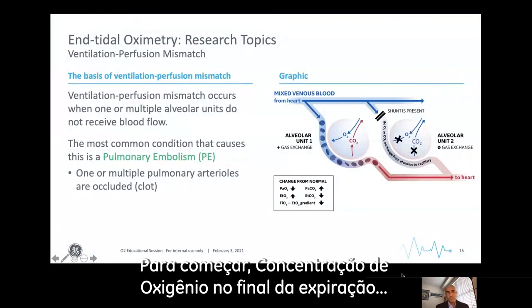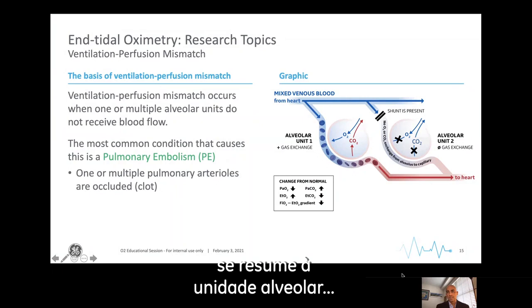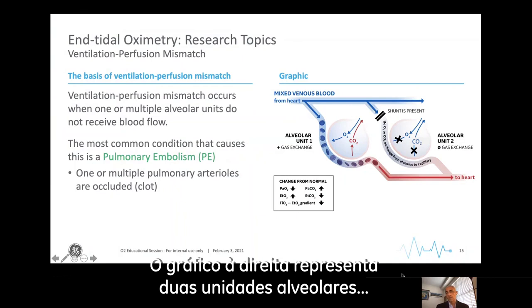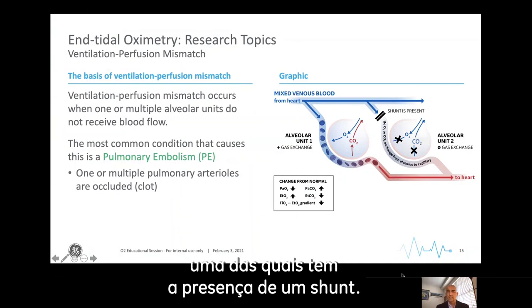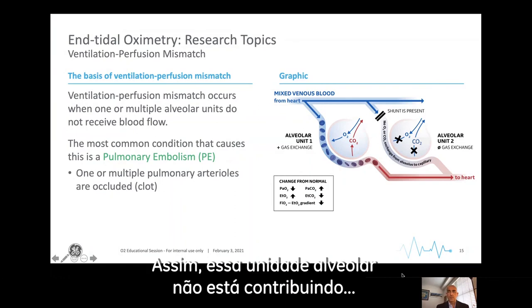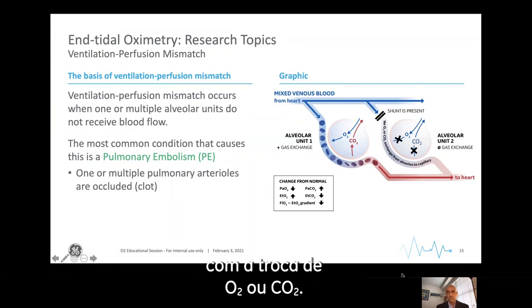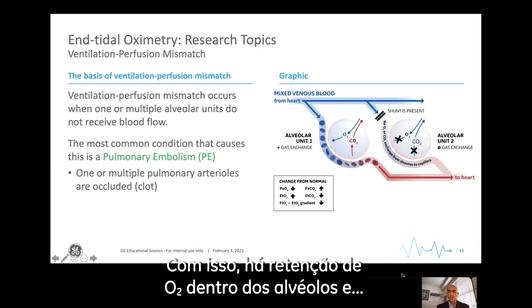First off, the end-tidal oximetry picture really boils down, once again, to the alveolar unit under pulmonary embolism. The graphic on the right focuses on two alveolar units where one has a shunt present. That alveolar unit is not contributing to oxygen or CO2 exchange. Therefore, there is a retention of oxygen within the alveolus, and a relative decrease in the representation of CO2 in the alveolus as well.